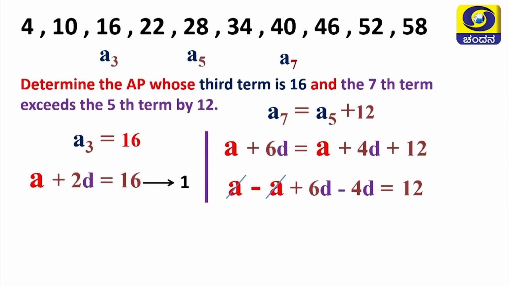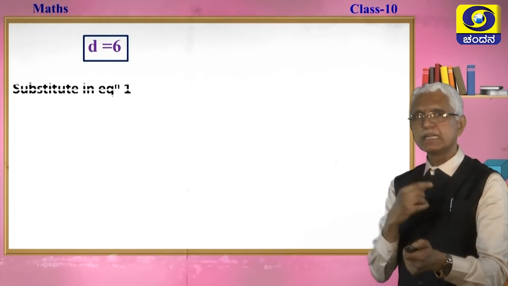What is left? 6D minus 4D is equal to 12. What is 6D minus 4D? 2D. 2D is equal to 12. What is D? D is equal to 12 divided by 2, 6. So, I found out the common difference. Common difference is 6.